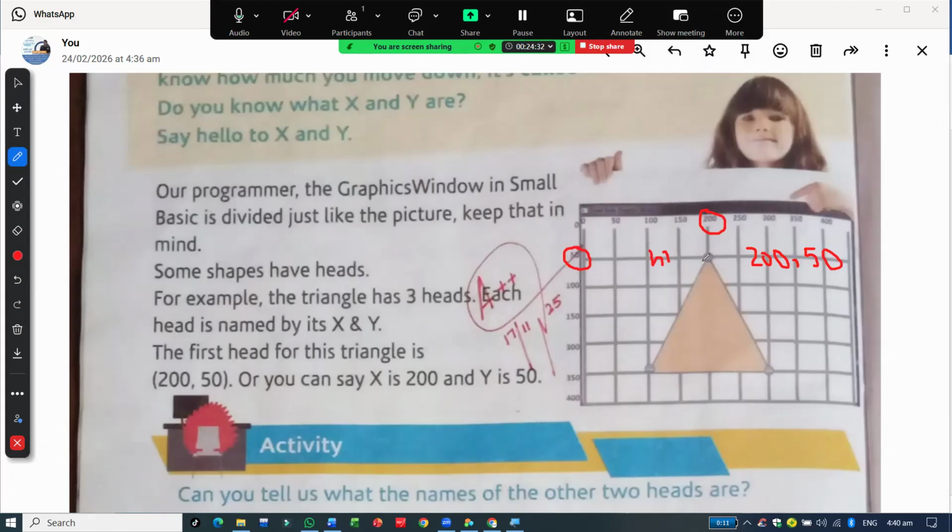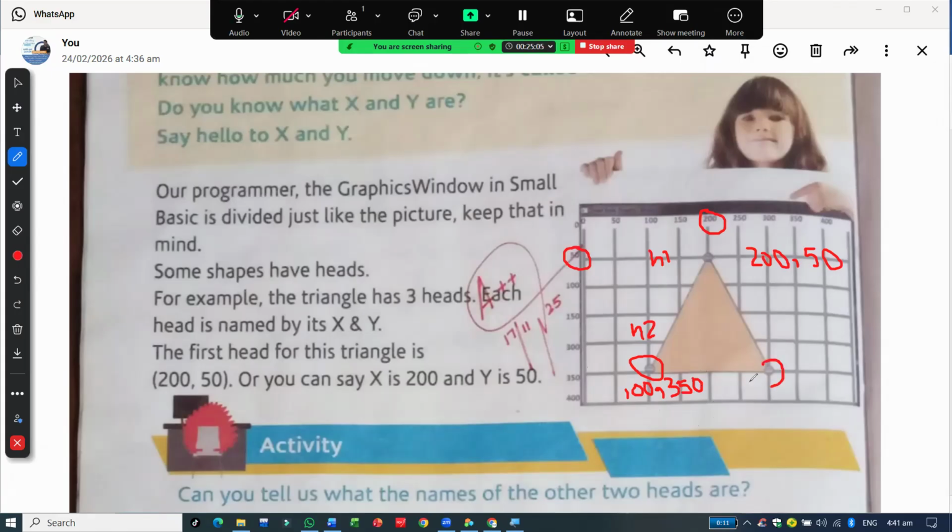Now moving towards head number 2, because it will go down and then you will see the point exactly. We have head number 2. Head number 2 in the x-axis has the value 100, so we will write here 100 comma, and then the y value is 350. So the value of head 2 is 100 and 350.